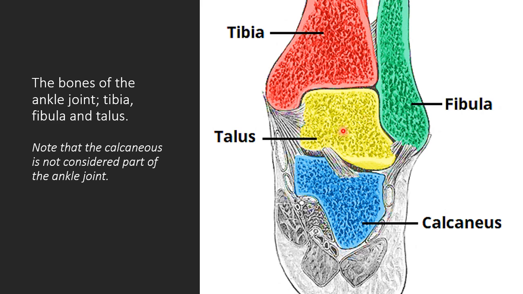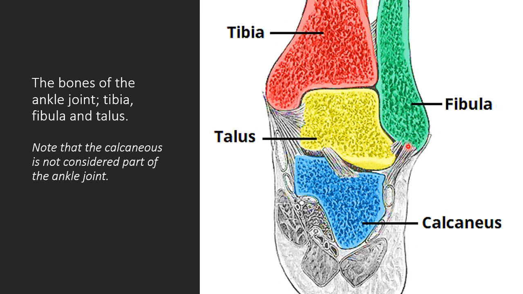The functionality, this is considered a hinge joint. So it gives you two movements: dorsiflexion, when the foot is moving upward, and plantar flexion, when the foot is moving downward. The ankle joint is formed by those three bones, the tibia and fibula bound together by a strong tibiofibular ligament. Together they form a bracket, as you can see.